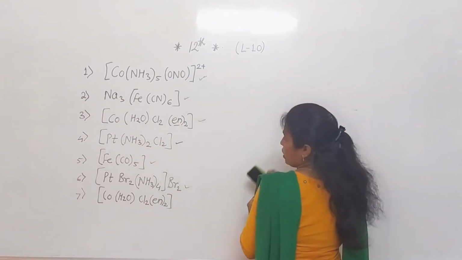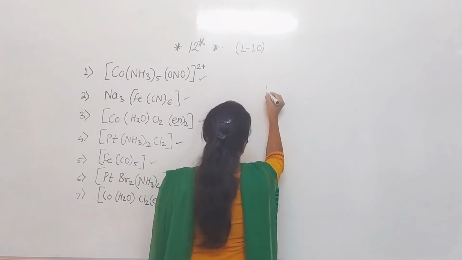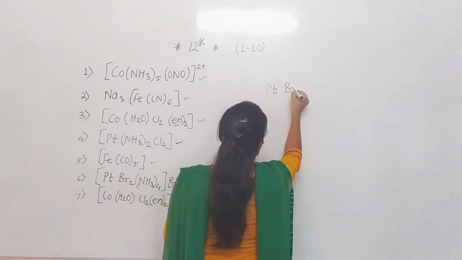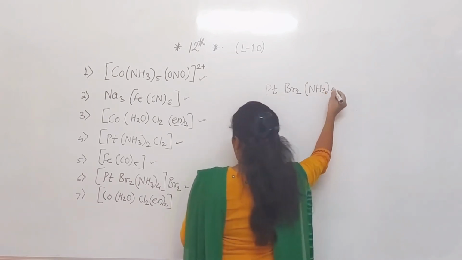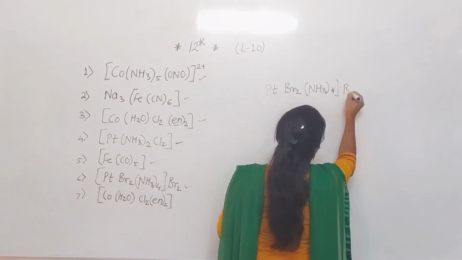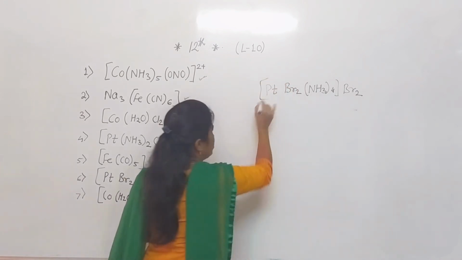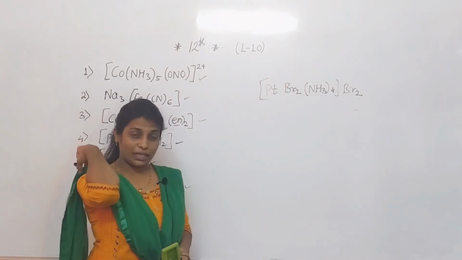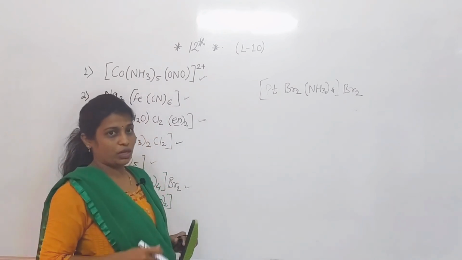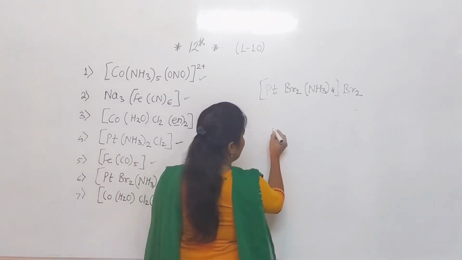Now, today's third lecture examples here: Platinum Br2 (NH3)4 after the bracket Br2. Now see here, you will ask, ma'am, which type of complex is there? I think you are able to observe this. Okay, for that once again I will tell you that trick.